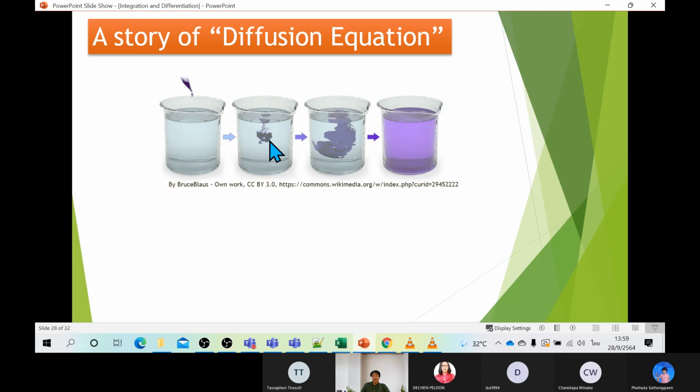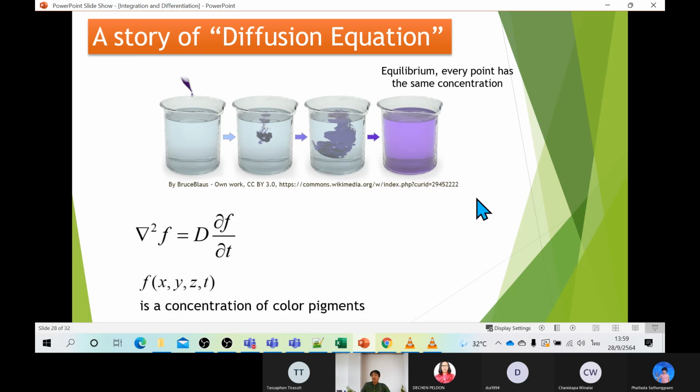The process that happens in diffusion is that the concentration of the particles of the color pigments spreads out, and eventually you get this equilibrium where every point has the same concentration. Okay, that's the end game of the diffusion process: equilibrium. Now, if you look at the equation, it looks like this.